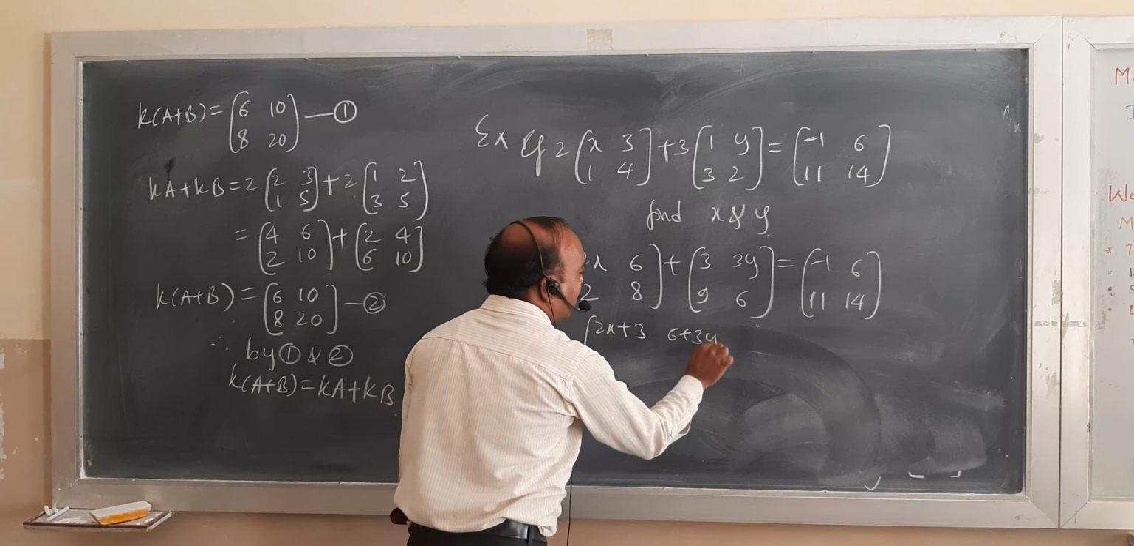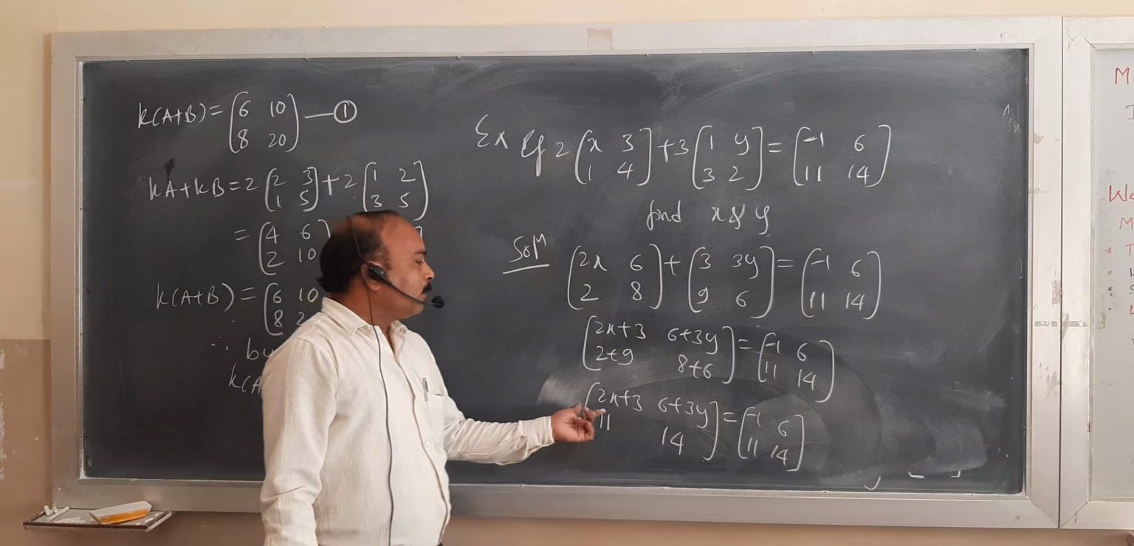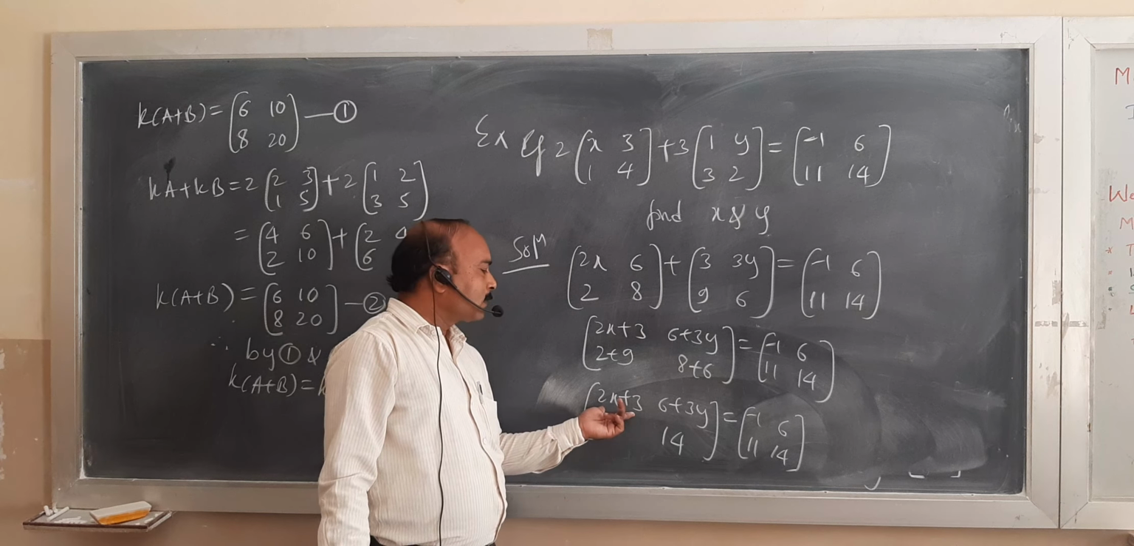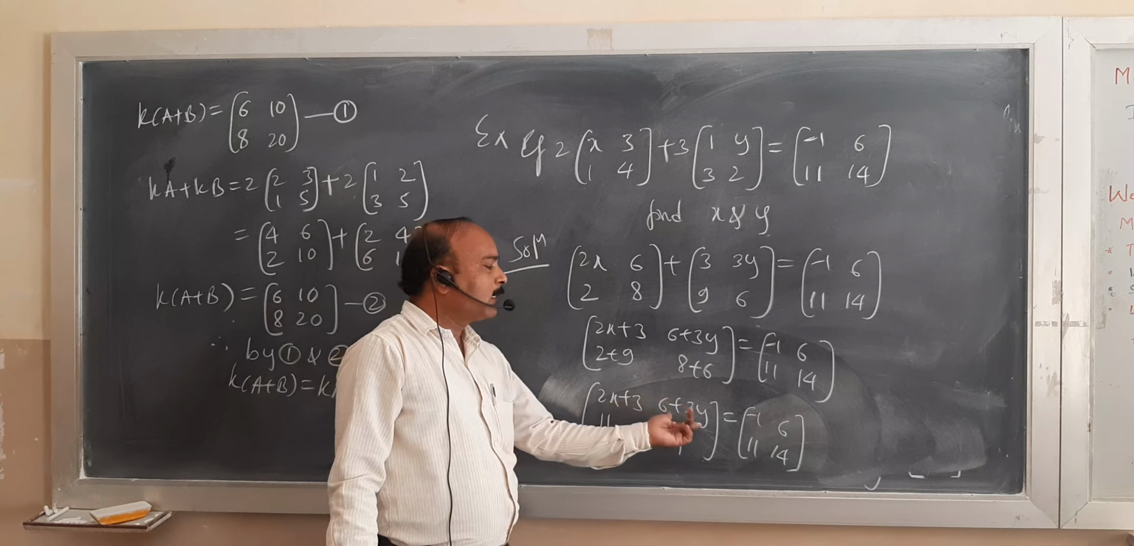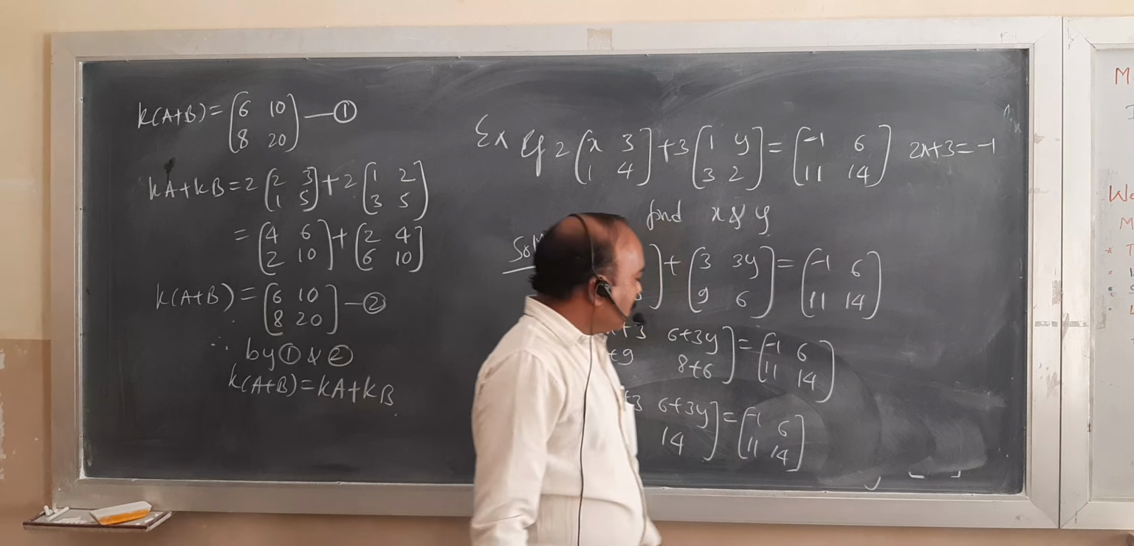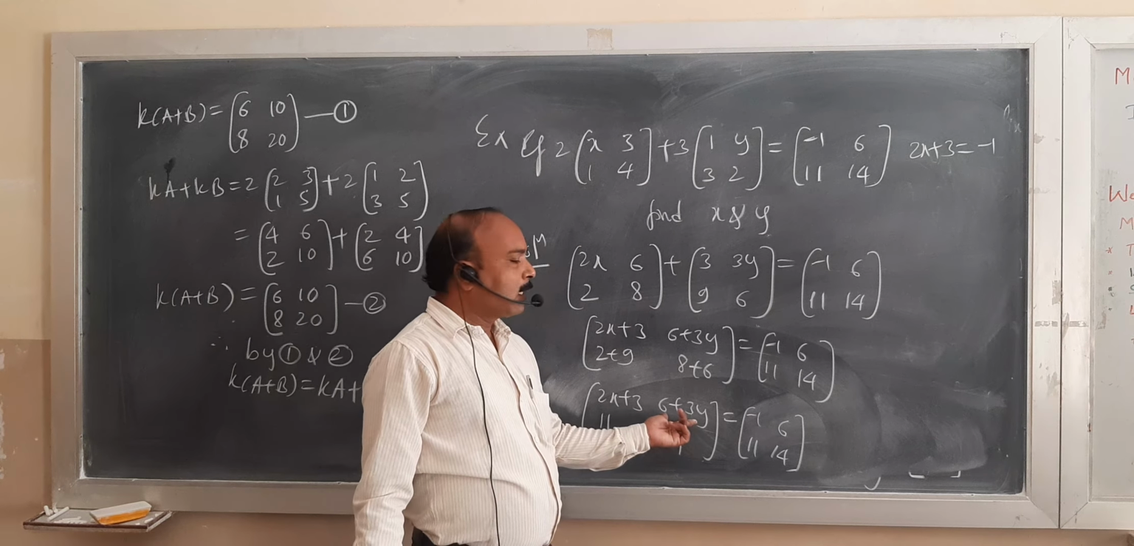Now you observe that the second row is equal for the two matrices, but in the first row we are observing variables 2x plus 3 and 6 plus 3y. Now, by equality of the two matrices, we consider first element equal to first element, that is a11 equal to a11. Then we get 2x plus 3 equal to minus 1. And by taking the second corresponding element, 6 plus 3y equal to 6. By using equality of matrices, we get these values.